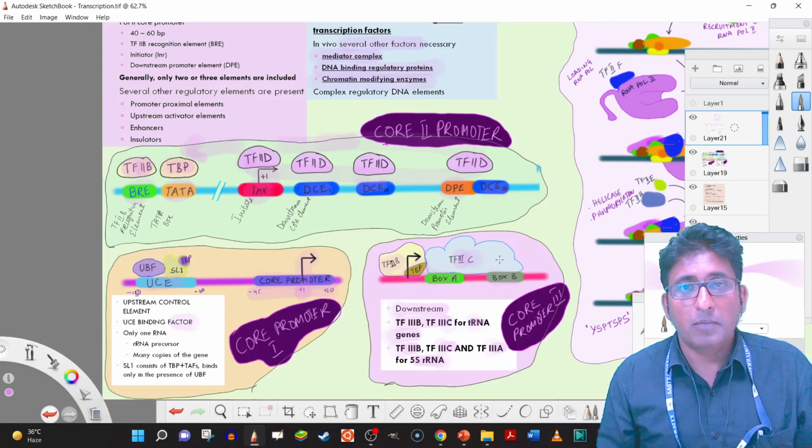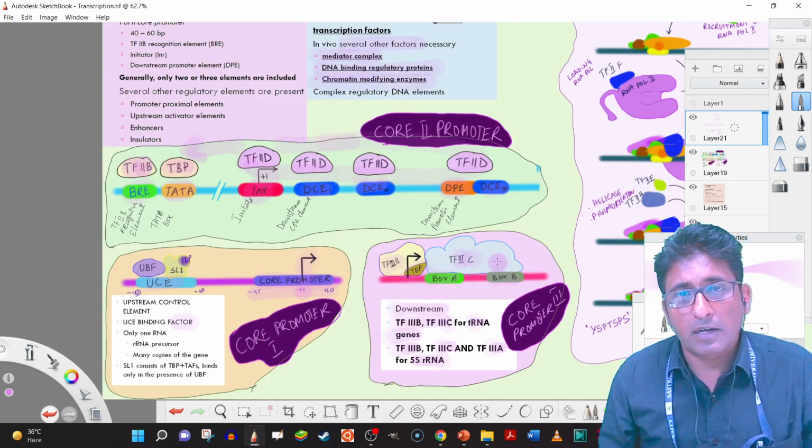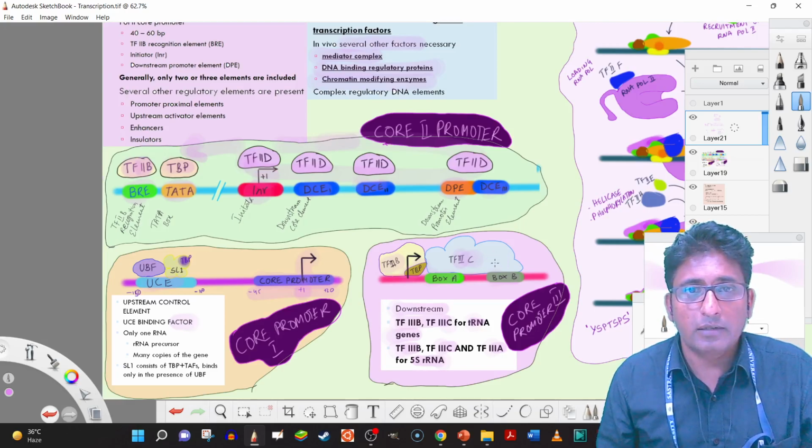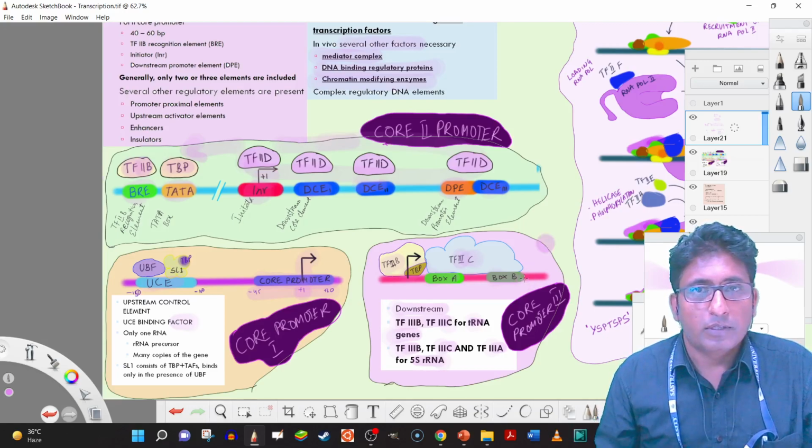So we have to remember that there are 3 different RNA polymerases, 1, 2 and 3, and they transcribe different types of RNA. The promoters themselves also differ, and there are different types of transcription factors associated with initiating transcription from the corresponding promoters.